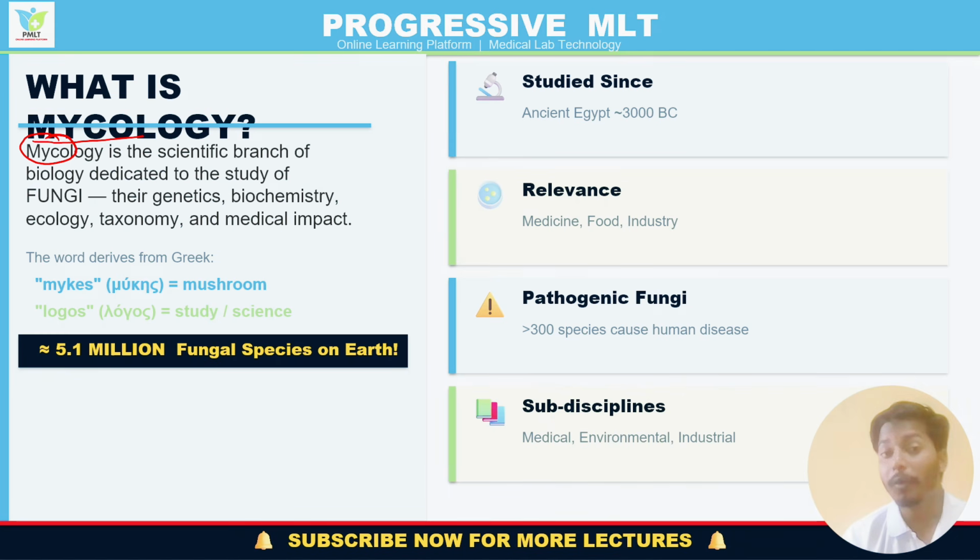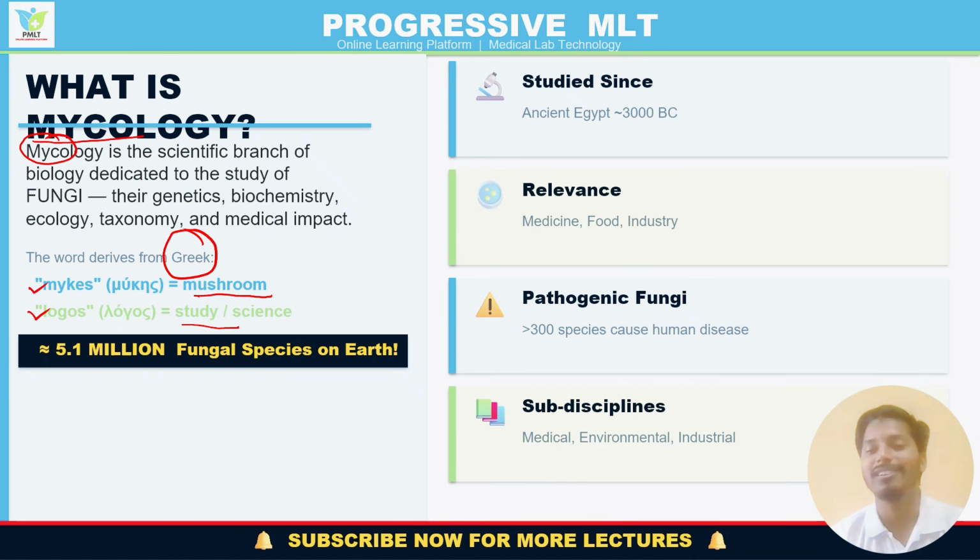Let's talk about where the word fungus comes from. It is derived from a Greek term, that is mykes, and another one is logos. See, mykes in Greek means mushroom, and logos defines the study. Because whenever we use terms like hematology, microbiology, pathology, logy always defines study. So in the case of mycology, we are going to discuss fungus-related study.